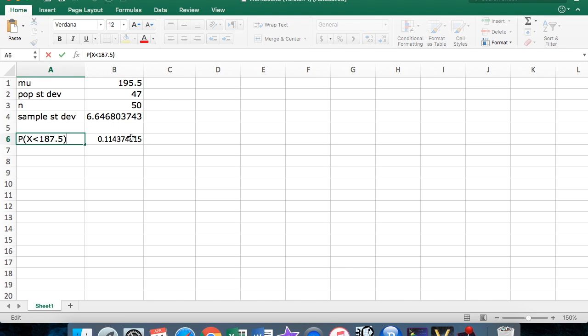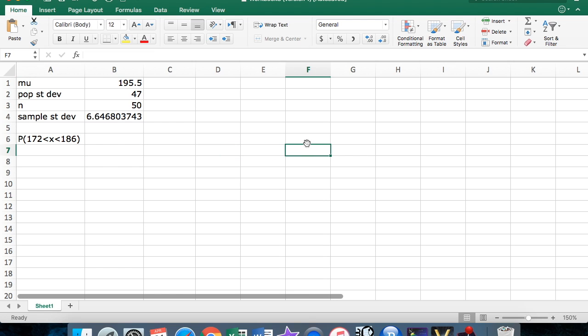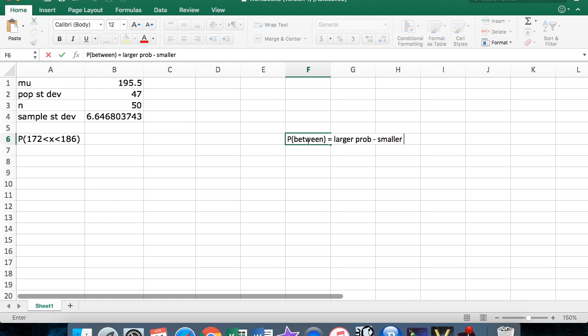I want to find the probability between. There's a special way to do this. This is the probability that x is between 172 and 186. Remember, finding the probability between two values is equal to the larger probability minus the smaller probability. You find two probabilities: the area to the left of 172, and the area to the left of 186. Then you take the larger one, subtract the smaller one, and you got it.